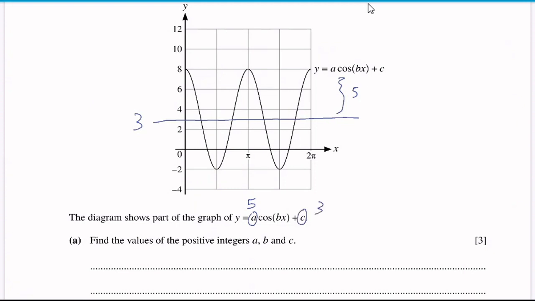And we just have to look at the cycle to determine what B is. If in 2 pi there are 2 cycles, it means that B must be doubled. So the B here is actually 2. Once we have the values of A, B, and C, then we will get the marks.